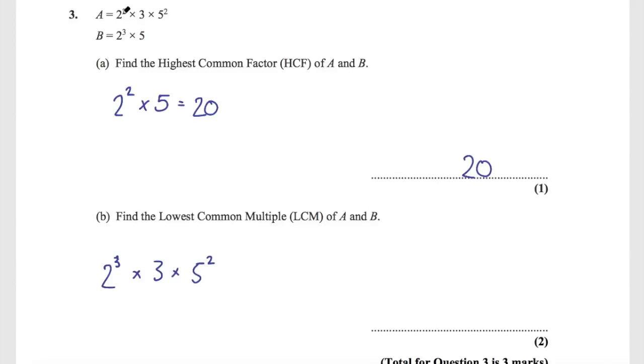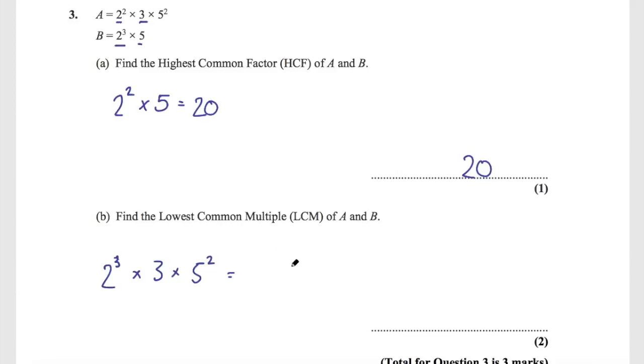So another way of explaining this is you're taking the powers of 2 that has the highest power and using that in your operation. So in A we have a 2 squared, but in B we have a 2 cubed, so we take the 2 cubed rather than the 2 squared. In A we have a 3, and we don't have any 3's in B, so we write down 1 3 for the lowest common multiple. And then for A we have a 5 squared and only 1 5 in B, so we take the 5 squared in our operation.